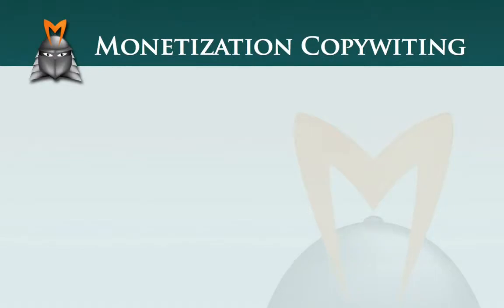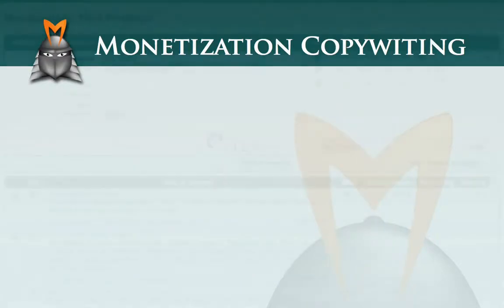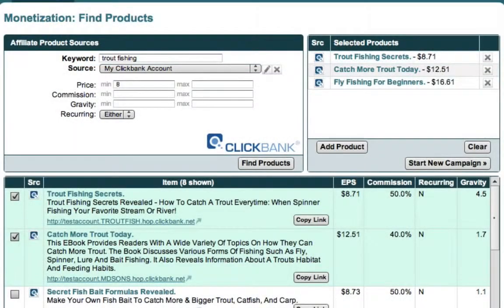What I'm going to show you today is a way to create an ad almost instantly using the copywriting tools inside Market Samurai's monetization module. In fact, once you're set up and you know how to use these tools effectively, the whole process takes just a few minutes. Let's take a quick tour of the copywriting tool inside the monetization module before we begin.